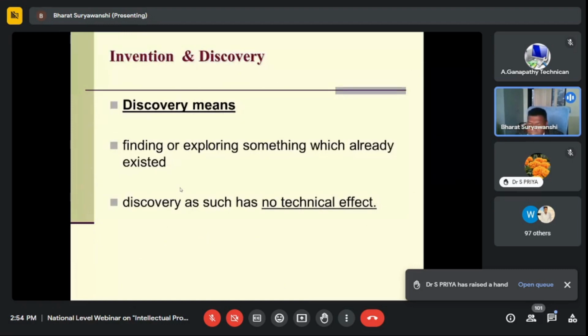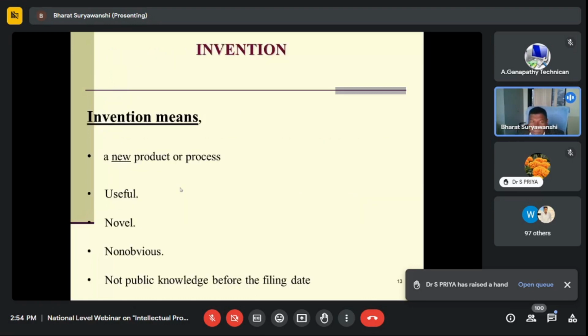We are doing projects in BSc, BPharm, MCom, all the fields, but we don't know whether we are doing inventions or discoveries. Discovery means finding or experiencing something which already exists in nature, and discovery as such has no technical effect. So invention means there should be a new product or process.